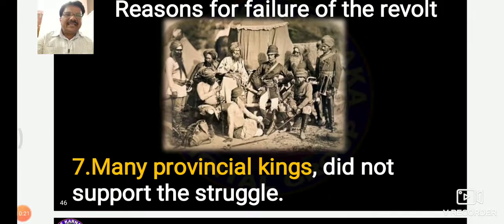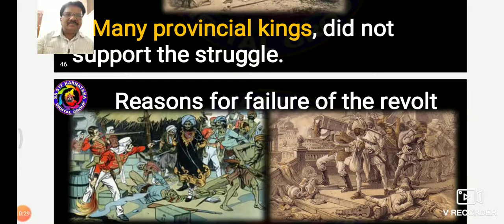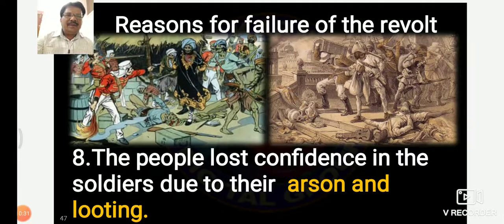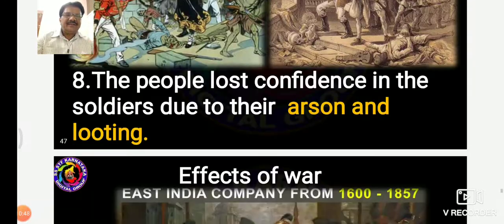Many provincial kings and other soldiers supported the British indirectly, so they did not support the struggle. The people lost confidence in the soldiers due to their arson and looting, and even soldiers themselves were involved in destroying public property. That's why people lost their confidence in the soldiers.